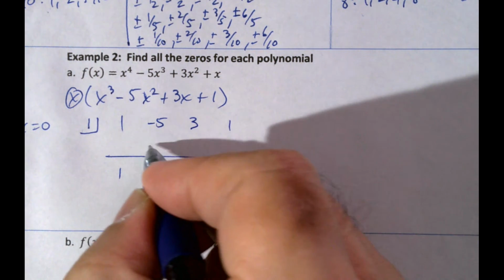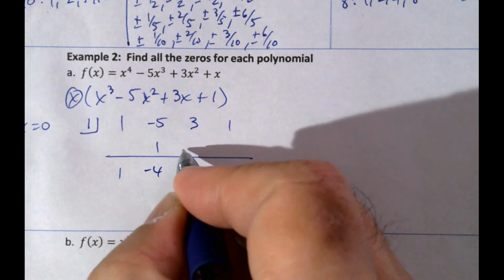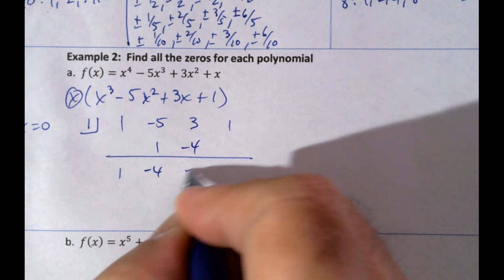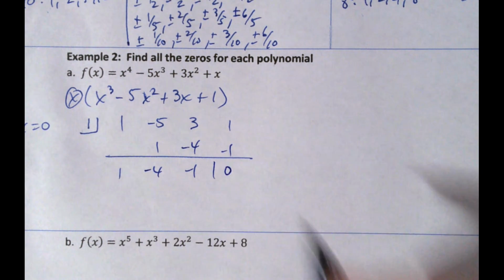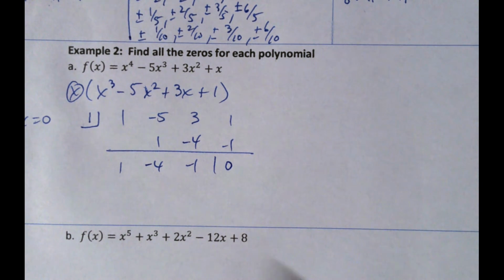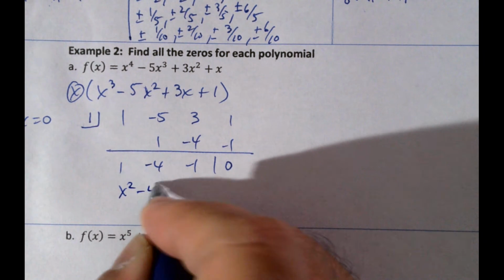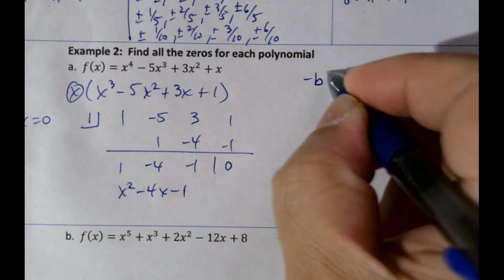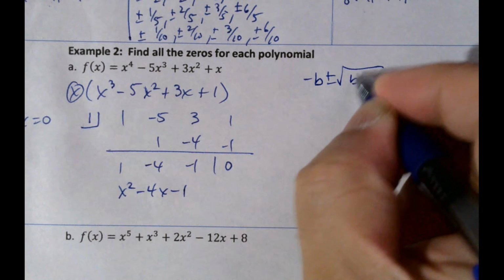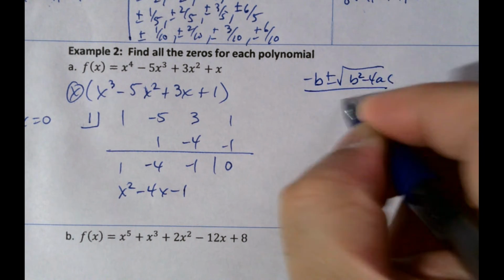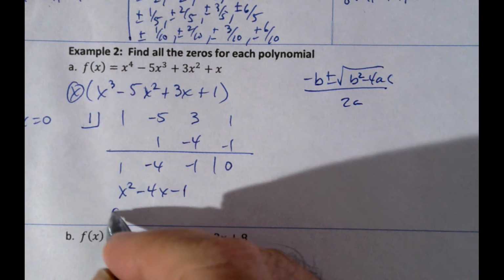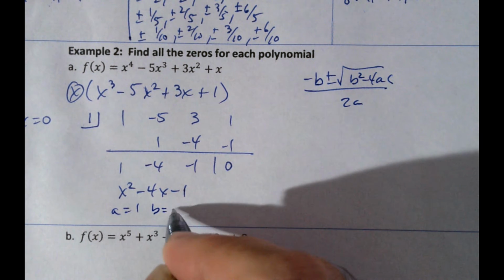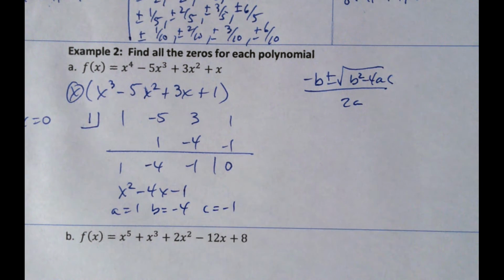So 1 times 1, negative 4, negative 4, negative 1, negative 1, 0. Okay, then I have this, which would be x squared minus 4x minus 1, at which point I have to use the quadratic formula. Remember, the quadratic formula is negative b plus or minus square root of b squared minus 4ac over 2a. A is 1, B is negative 4, and C is negative 1.